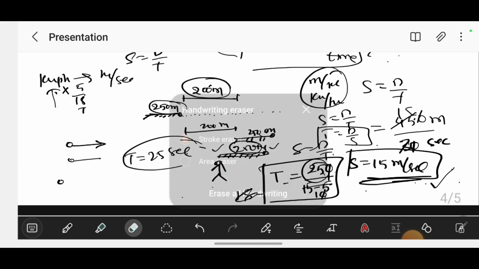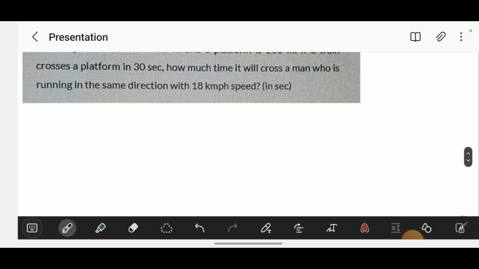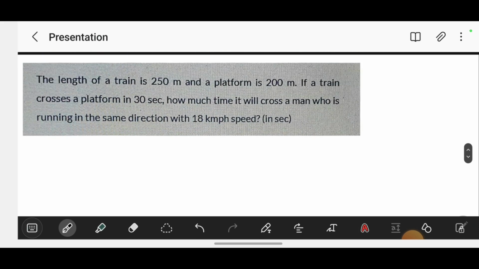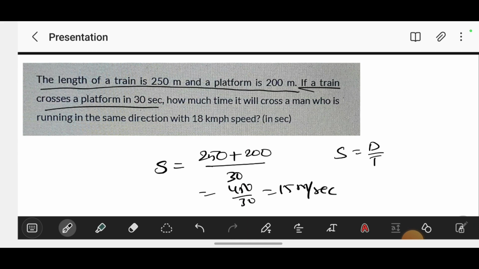Okay, I am saying it again, guys, so that you can get it. Okay, we know speed equals distance by time, and here saying the length of the train is 250 meters and the platform is 200 meters, if the train crosses the platform in 30 seconds. That means here we have to calculate the speed of the train, because the distance and the time are given. What is the distance? 250 meters of train length and platform length 200 meters. Okay, and the time is 30 seconds. This becomes 450 by 30. That means 15 meters per second is the speed of the train.